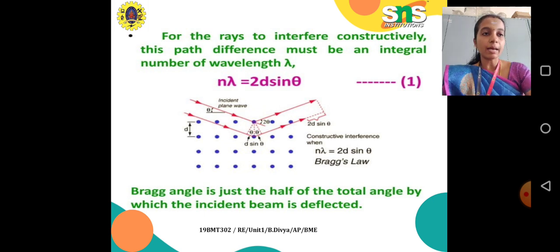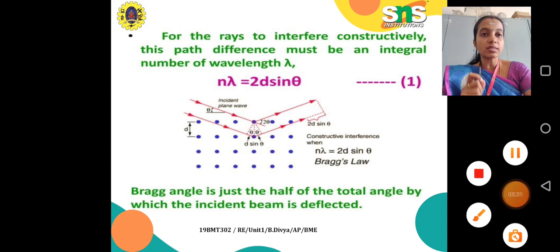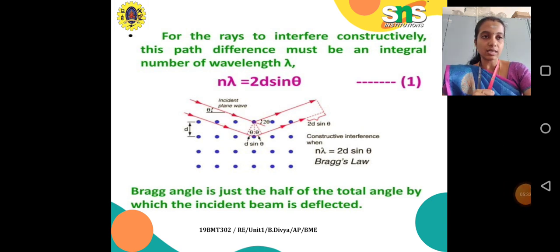Bragg's equation is n lambda is equal to 2d sin theta. Thank you.